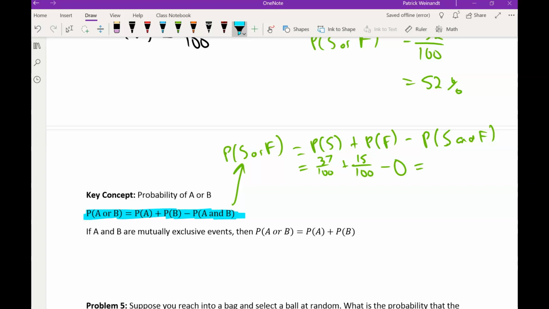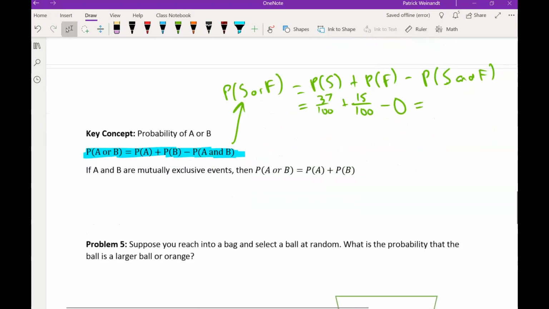You'll never have to worry about whether you mess it up. You'll just have to consider, well, are these two events mutually exclusive or not? If they are mutually exclusive, we know that they can't occur together. We can't have A and B, so it's just going to be 0 anyways. So that's a good thing to remember. But this is how you would find the probability of A or B. And we'll move on to one more example here.